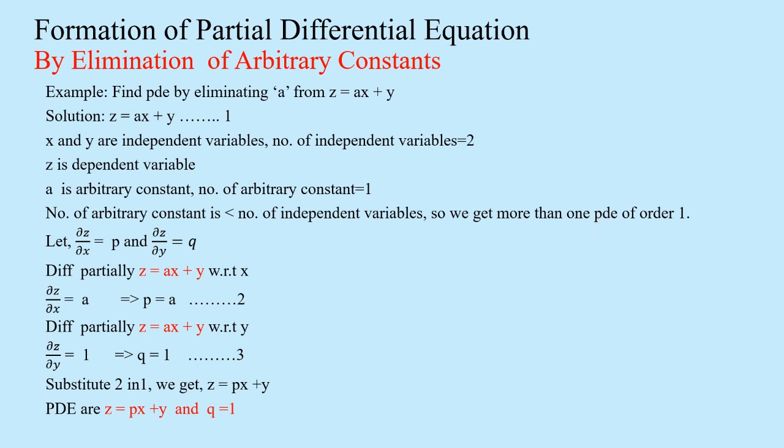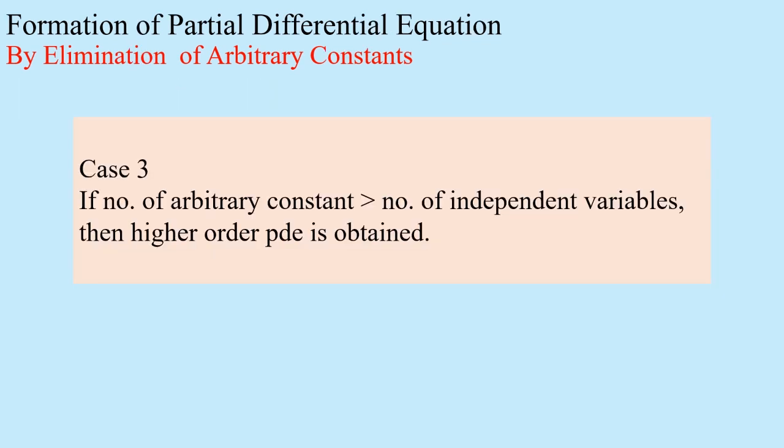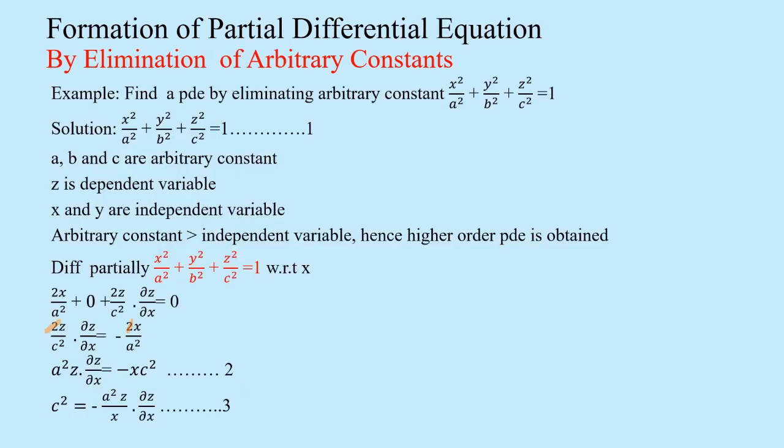Now let's consider case 3. If the number of arbitrary constants is equal to the number of independent variables, then a higher order partial differential equation is obtained. Let's take this example. I have taken this example because this question is asked repeatedly in exams. So let's call this equation 1. Here a, b, c are arbitrary constants.